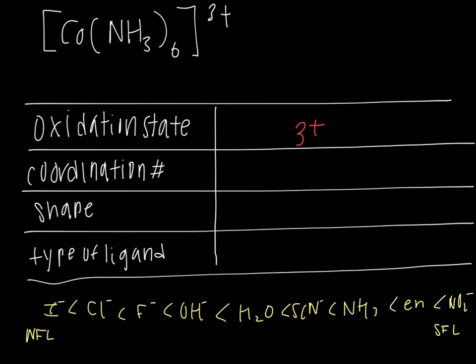Next, we can find the coordination number. The coordination number is the number of atoms attached to the metal. In this case, there are 6 ammonias attached to the cobalt, therefore the coordination number is 6. Since we know the coordination number, we can also figure out the shape, which would be octahedral. Octahedral has 6 ligands attached.